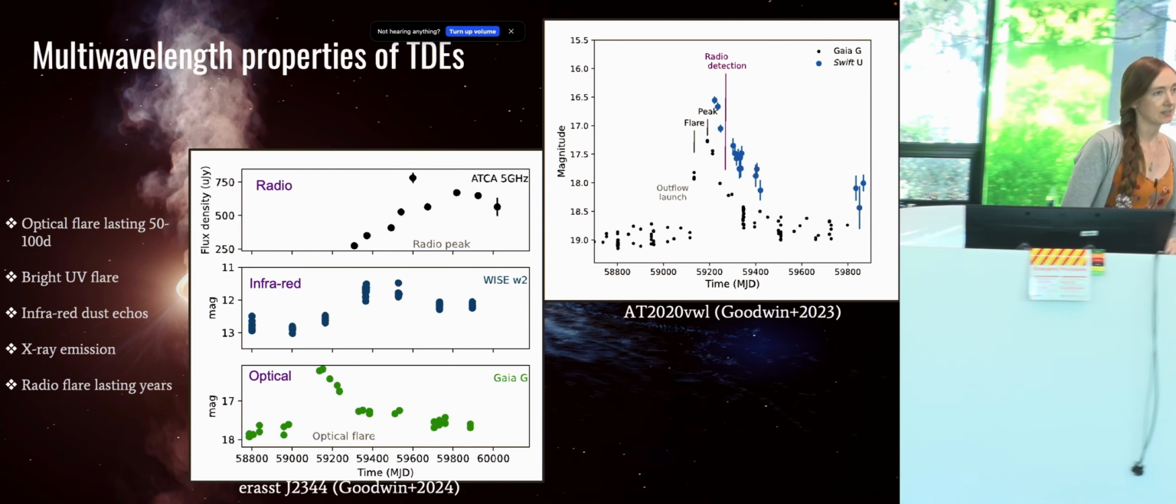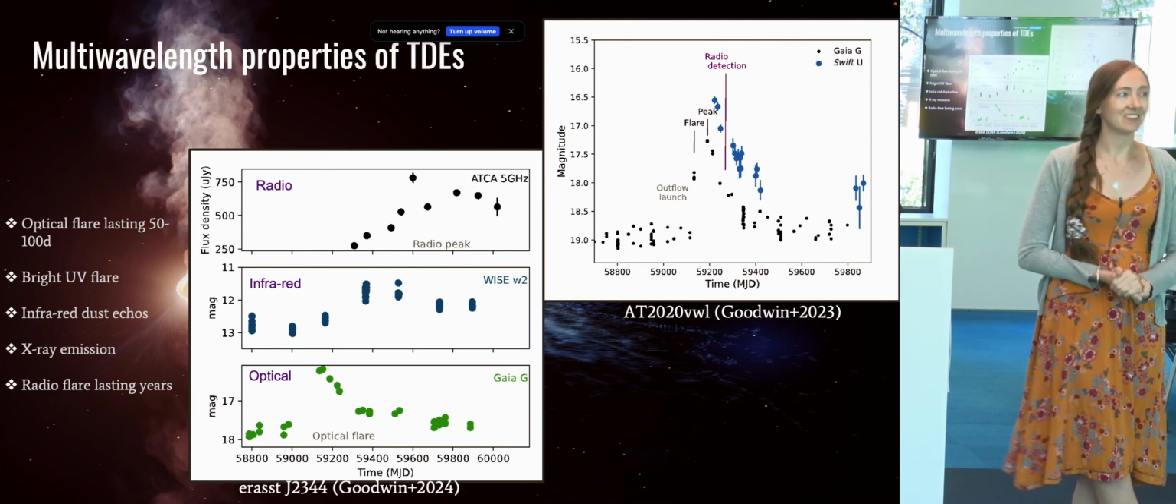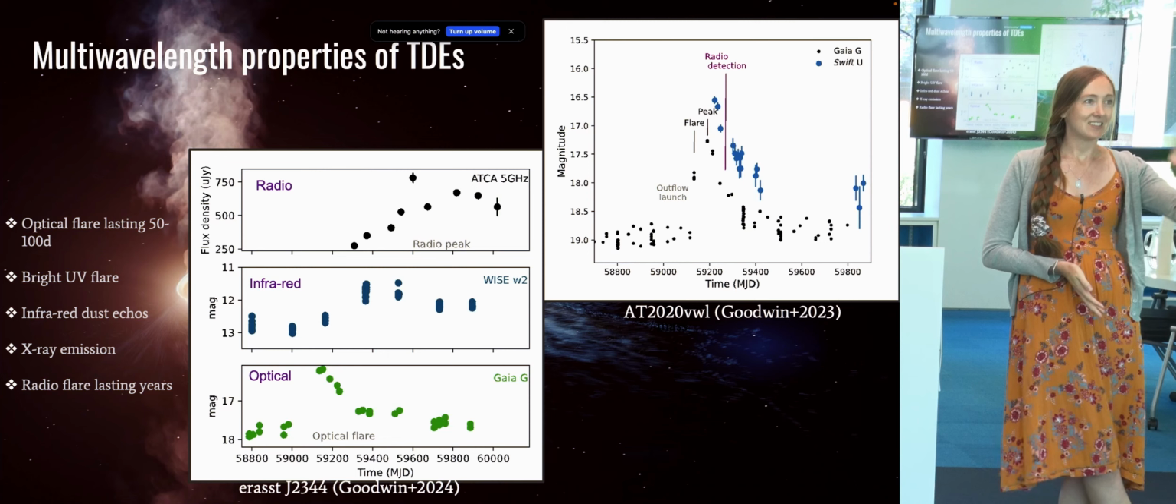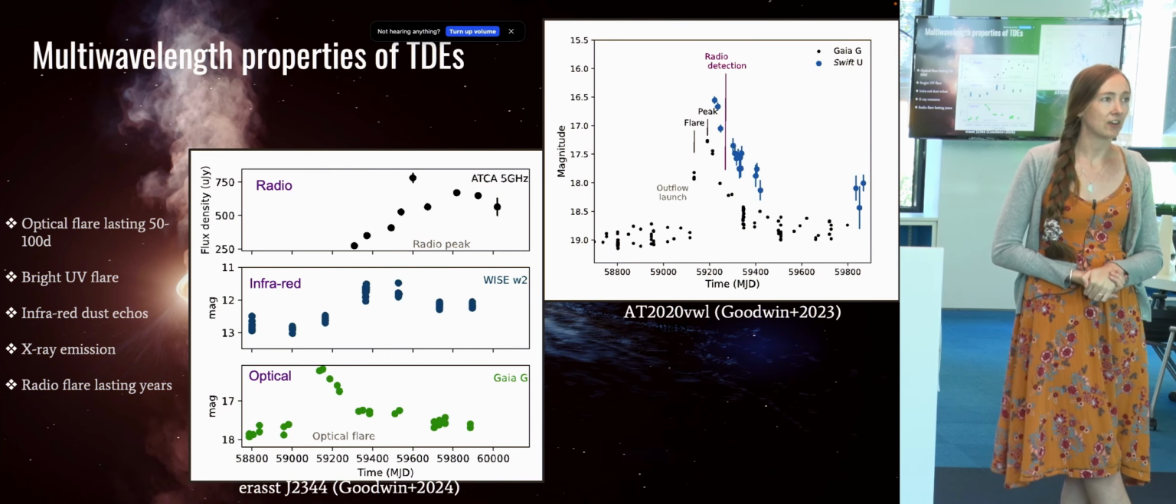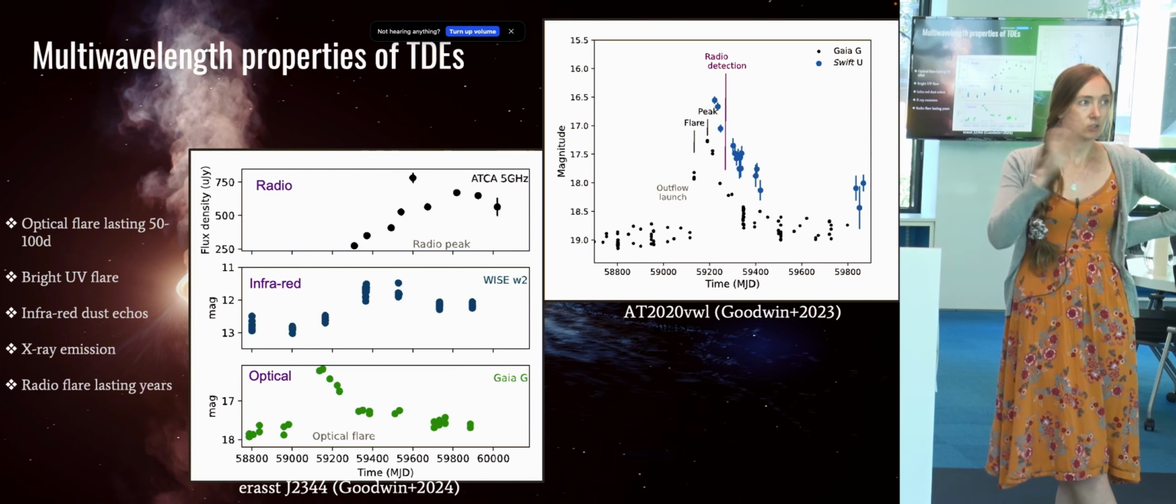So Katie yesterday showed us the multi-wavelength properties of TDEs excluding radio, so now you get to see the radio as well. So this is 2 TDEs that have radio, optical, and 2344 also had an infrared flare, which is thought to be a dust echo.